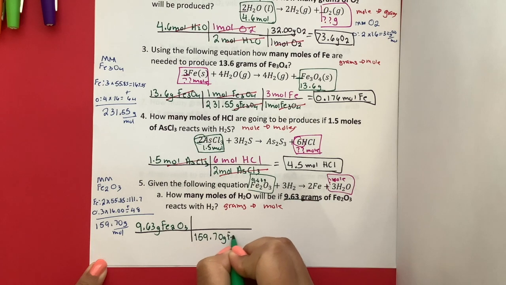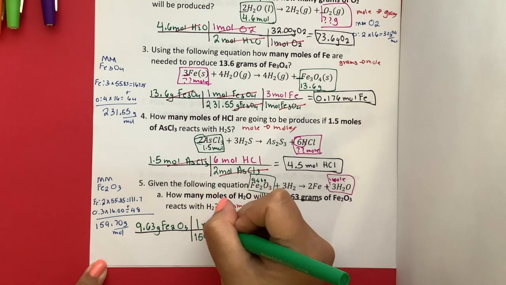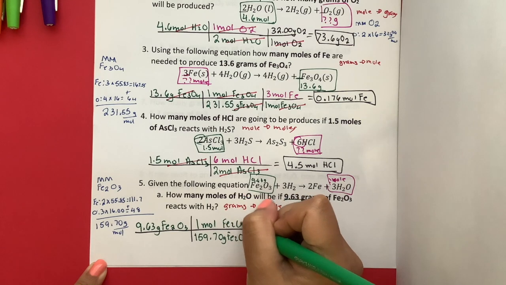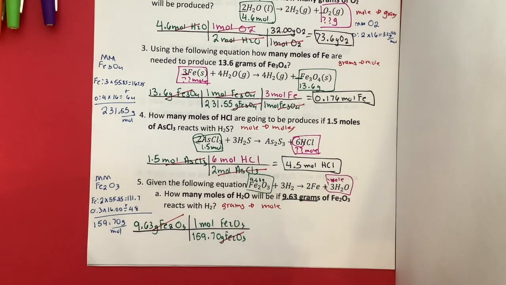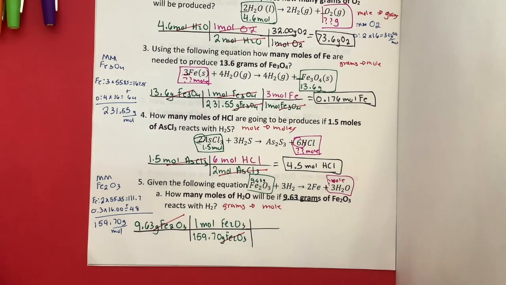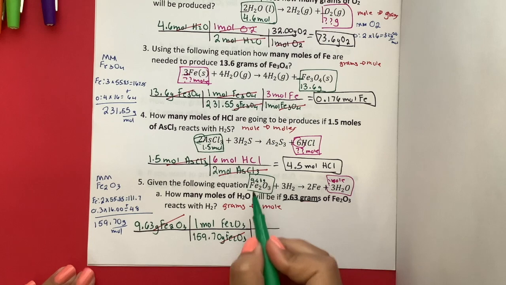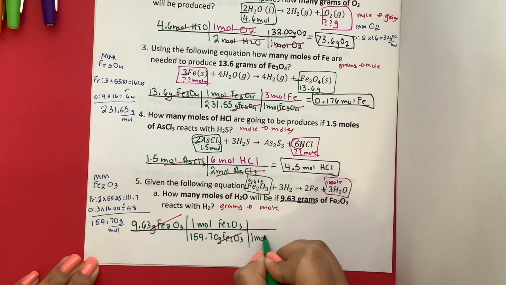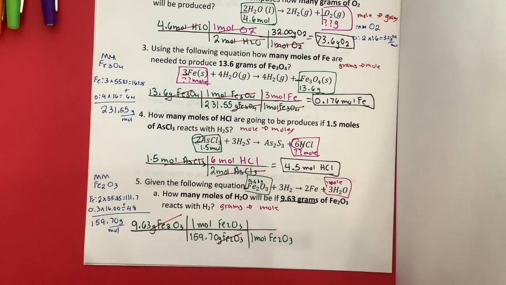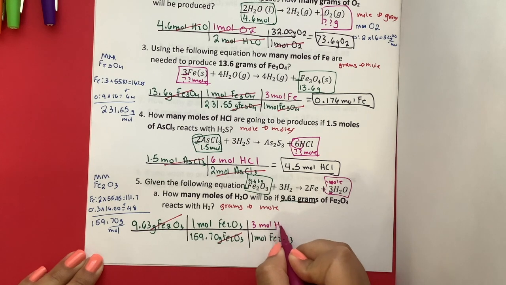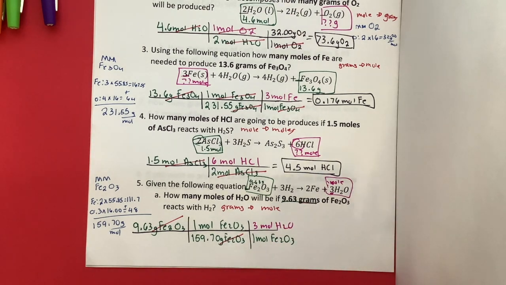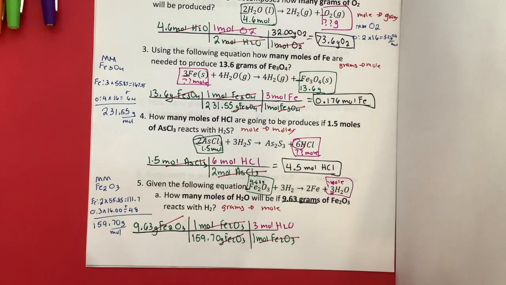159.70 grams of Fe2O3 for every 1 mole of Fe2O3. The reason that I wrote grams in the bottom is so they cancel each other out. Now that I'm in moles, I could go ahead and use the mole ratio. According to my balanced chemical equation, there are 1 mole of Fe2O3 for every 3 moles of water. Again, I'm going to cancel out moles of Fe2O3. The only unit uncrossed out is moles of water, and that's what the question is asking me for.